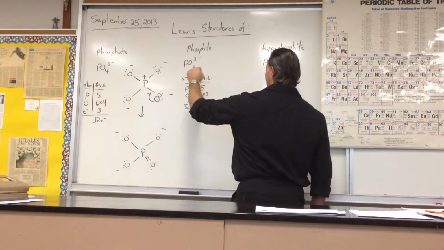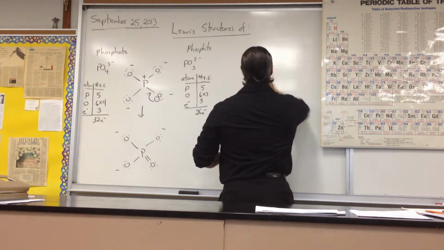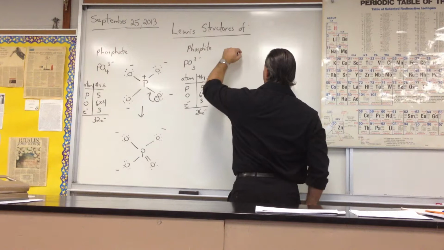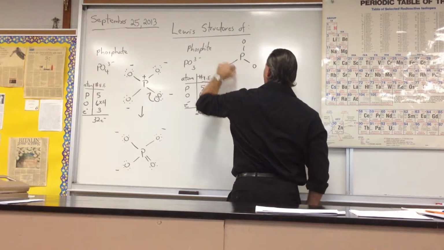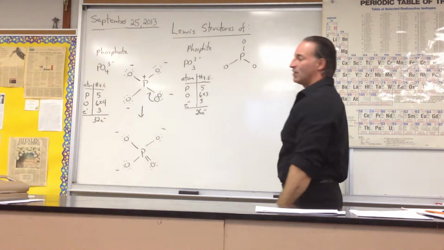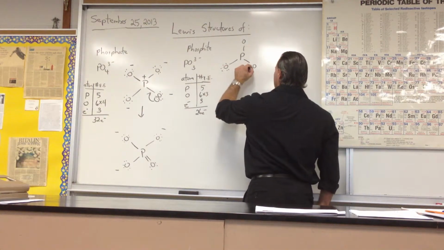Let's make some room first of all. We'll start by drawing the central atom, phosphorus, and then the 3 oxygen atoms. That uses up 6 electrons. Now we still have to use 20 more. So we'll put 6 on each one of the oxygen atoms.